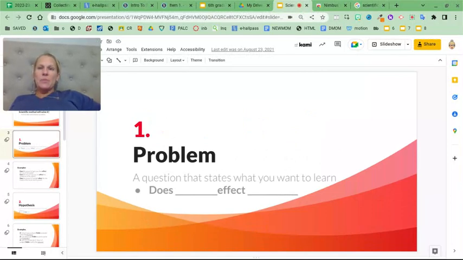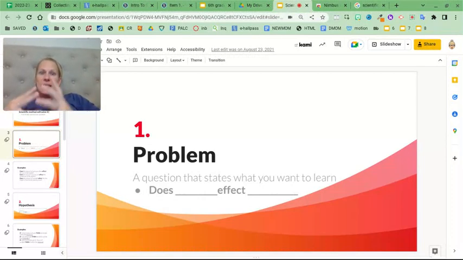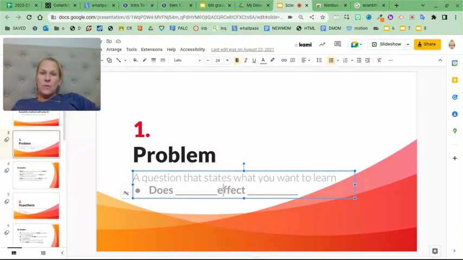When we have a problem in science, the best way to phrase it to help us find all the pieces that we need is in a question. We have to ask something. And the best way to ask is to put it in a "does this affect this" format. So, does blank affect blank?